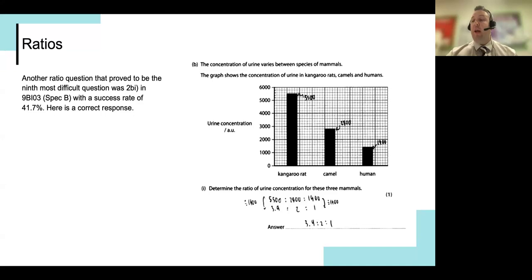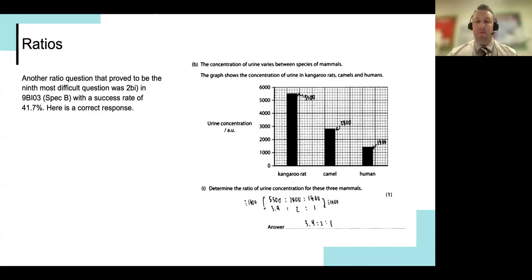And in this question, it was looking at the concentration of urine varying between species of mammals: kangaroo rat, camel, human. And what they were asked in this question was to determine the ratio of urine concentration across the 3 mammals. So kangaroo rat to camel to human, obviously with the last digit being brought down to 1. So they had to read off the graph, and you can see the student has done that in this particular question. So for the kangaroo rat, 5,500.